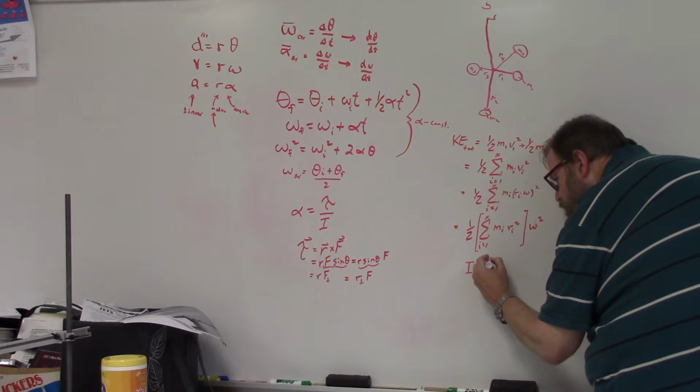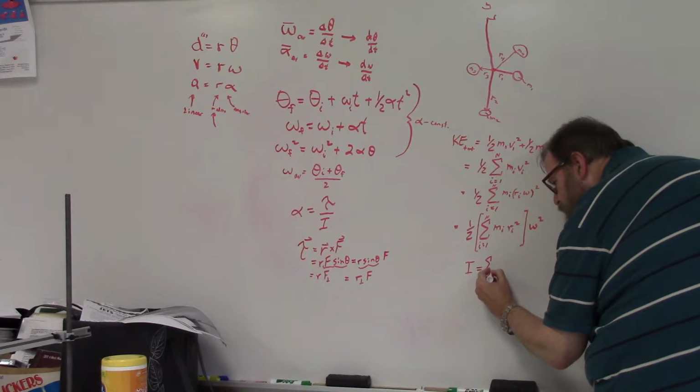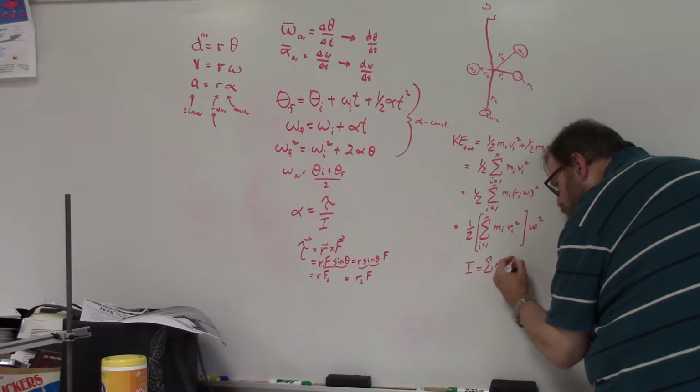So I equals the sum of m sub i r sub i squared.